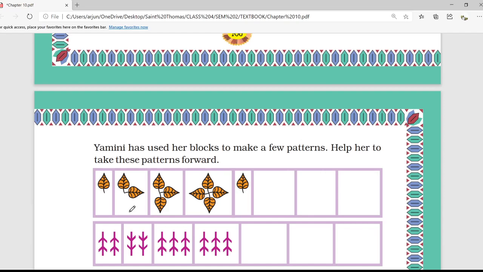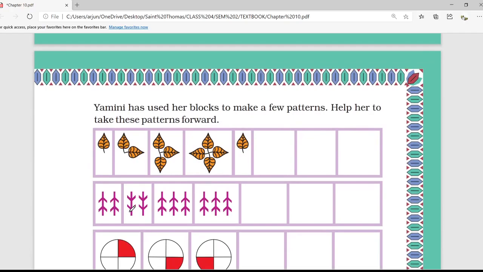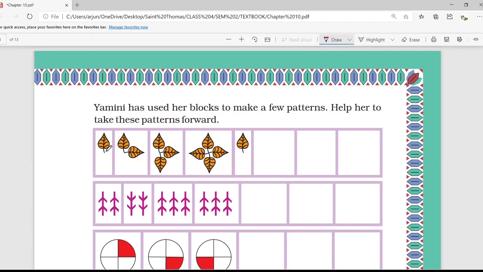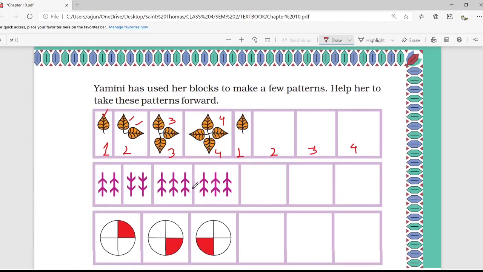Yamini has used her block to make a new pattern. Help her to take this pattern forward. Now see what she has done. First, she has used only one block. Then 1 and 2. Then 3. Then here 4. So now we know the pattern 1, 2, 3, 4, and now again 1. So now what will come here? 2, 3 and 4, right?